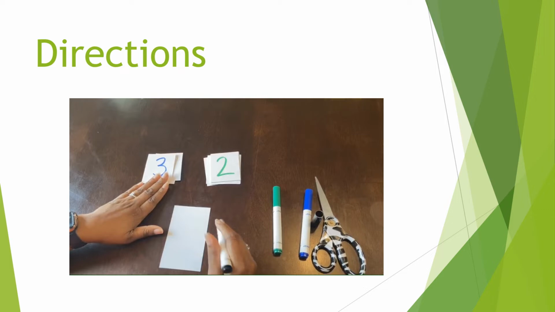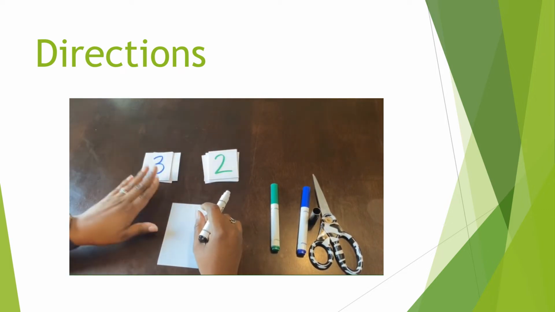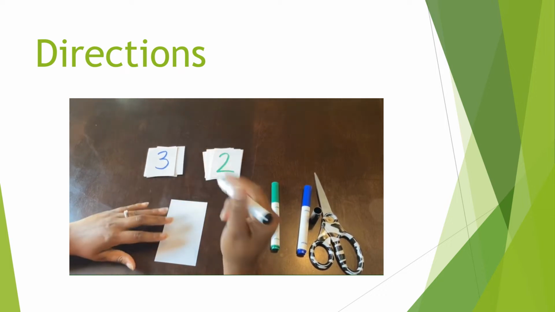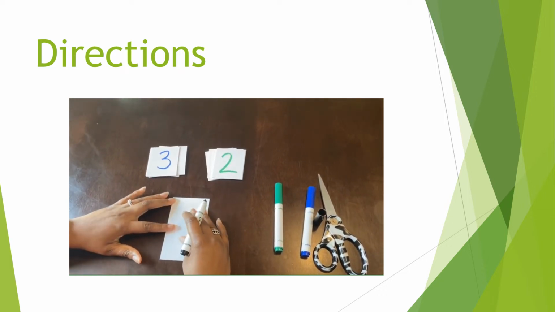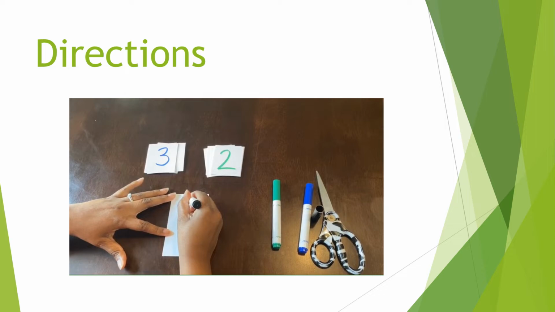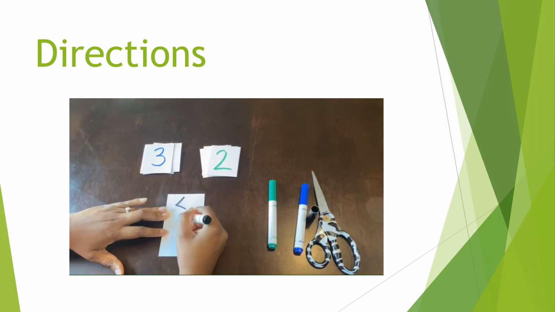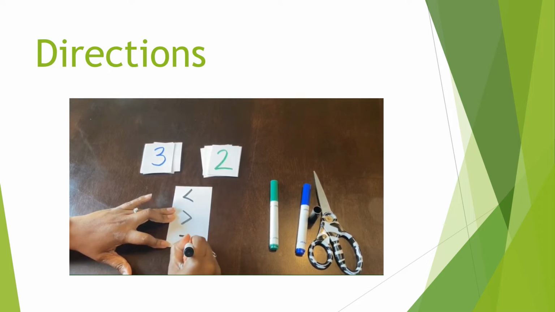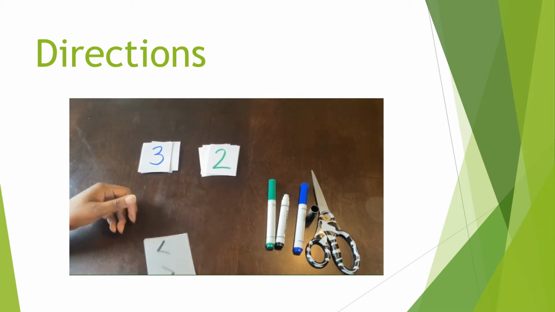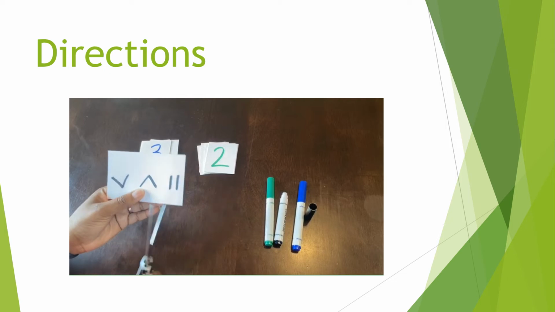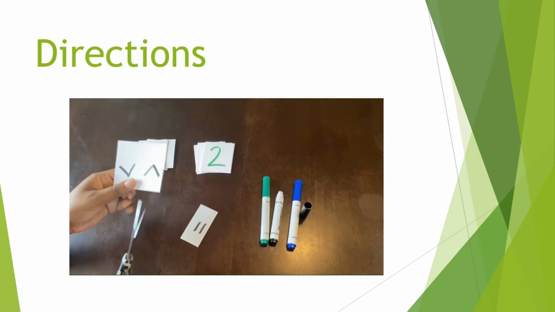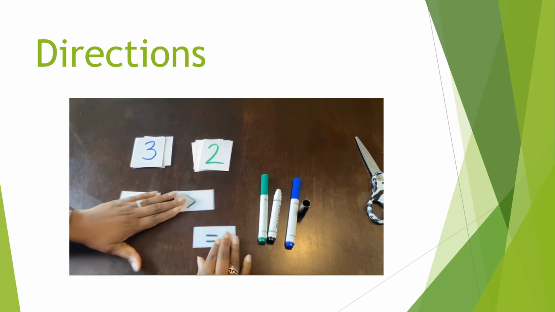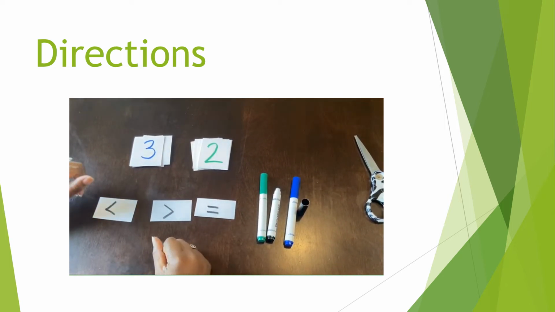All right, so after you've made your stacks of numbers 0 through 9 in two different colors, I made a blue and a green stack, you're gonna need one last card to do your symbols. So we have less than, greater than, or equal to. You'll draw your symbols and simply cut the card. These will be the symbols we'll use to compare our numbers.